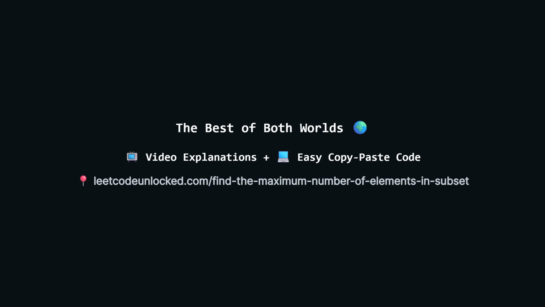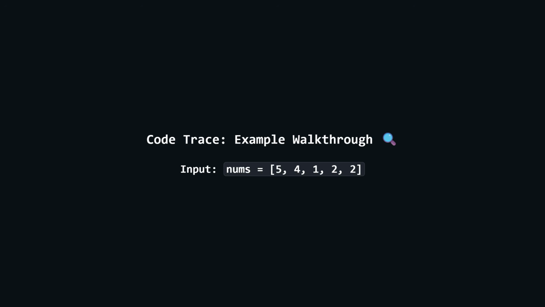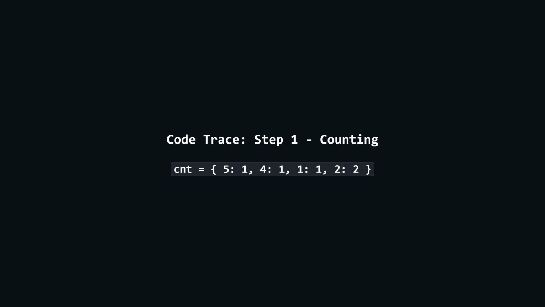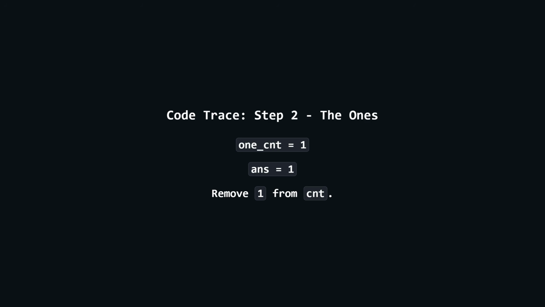Now getting back to the explanation, let's run a quick dry run using this simple input. 5, 4, 1, 2, 2. First, the counter counts all the frequencies. We have 1 5, 1 4, 1 1, and 2 2s. Next, we handle the ones. We only have a single 1. That's an odd number, so our starting best answer is 1. We then remove the ones from our dictionary.